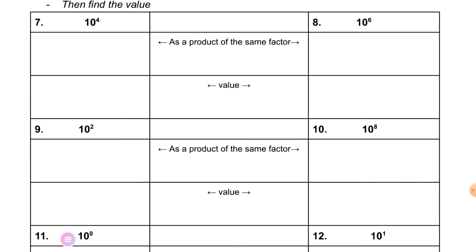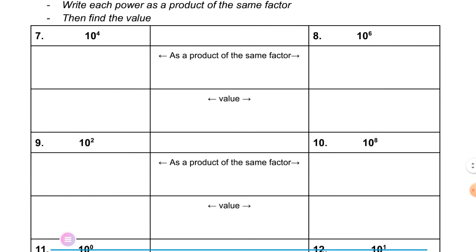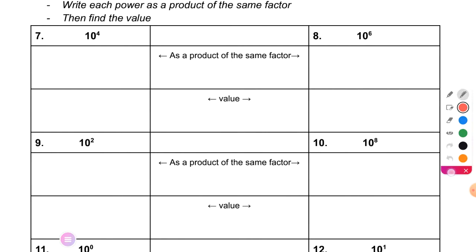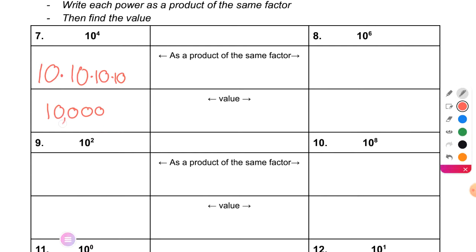Since there's 4, then there you go. Let me move it out of your way now. Go ahead. There's 4 tens. Okay, so she says the 4 tells us that there's 4 tens. And then the value would be 1,000 because there's 4 zeros. Yep, 1 times 1 times 1 times 1 is 1. 4 zeros in the problem, 4 zeros in the answer.